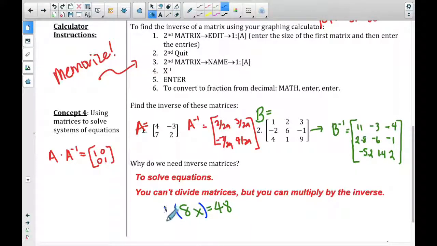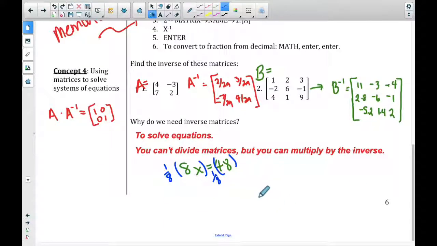So in other words, I could take this times 1/8, and I could take this times 1/8, and then I would get the answer for the matrix, which is the same as integers. It's just we have matrices instead. Remember, with matrices, order does matter, so that's going to come into play as well.